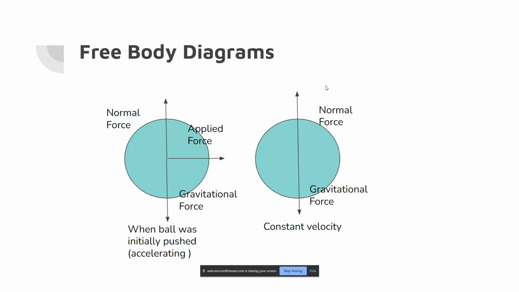Here are the free body diagrams of the ball. As we can see, initially when I pushed the ball, there were three forces applied: normal force, gravitational force, and applied force. Normal force and gravitational force are equal and opposite, so they cancel out. And applied force is me pushing against the ball. But after I push the ball, I no longer apply force on the ball. So there are only two forces applicable on the ball, and that leads to the constant velocity.